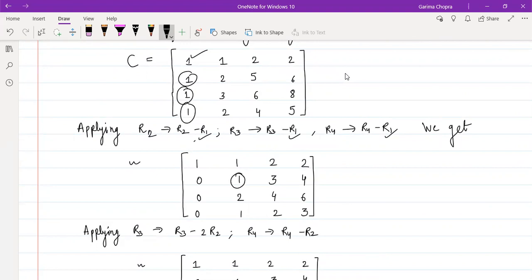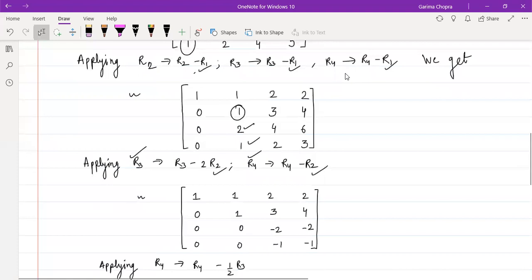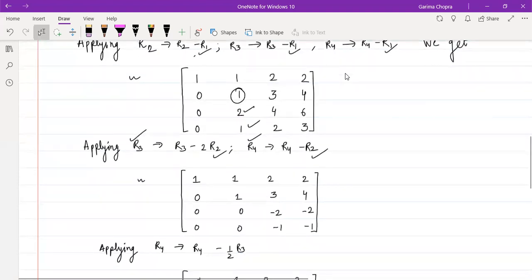Now with the help of this second row, we can make these two entries 0 because we want to convert it into the echelon form. So with the help of the second row, we are making these two entries 0. We are changing the third and fourth row. So after applying these two elementary row transformations, we will get a new matrix, and here these two entries are 0.